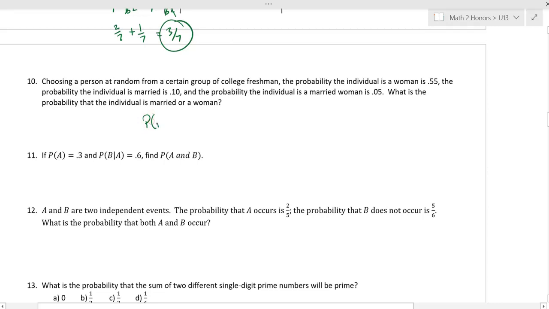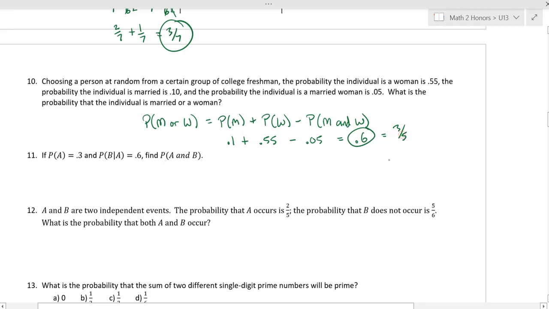So the probability of married or a woman is going to be the probability of being married plus the probability of being a woman minus the probability of being married and a woman. So married is 0.1, woman is 0.55, married woman is 0.05, and you end up with 0.6, which is 3/5.